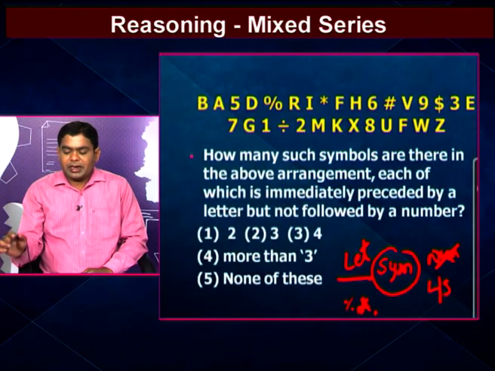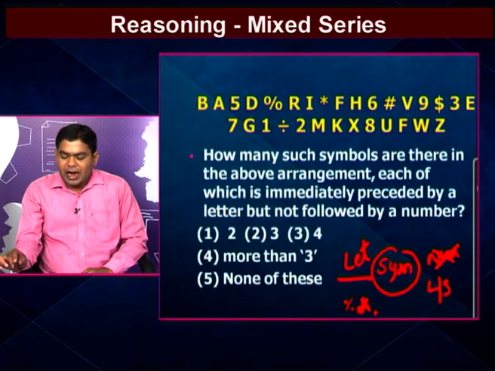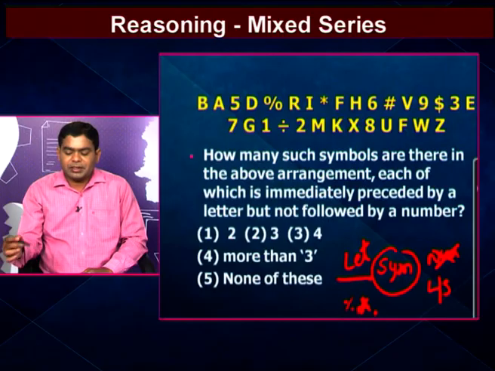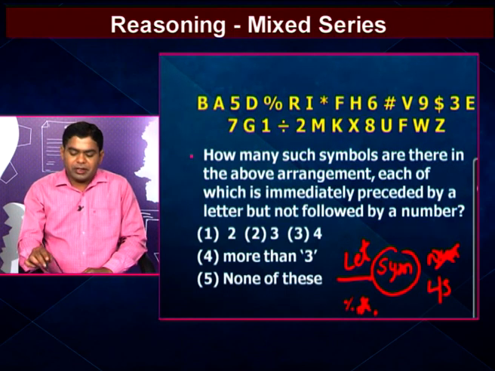After that we go to the next symbol, that one is hash. Here, according to our condition it must be preceded by a letter, but here a number is preceding, that means hash does not satisfy the given condition. After that we go to the next symbol. The next symbol is dollar. Here dollar is preceded by a number. According to our condition, the symbol must be preceded by a letter. That means dollar is not satisfied. After that we go to the next symbol.